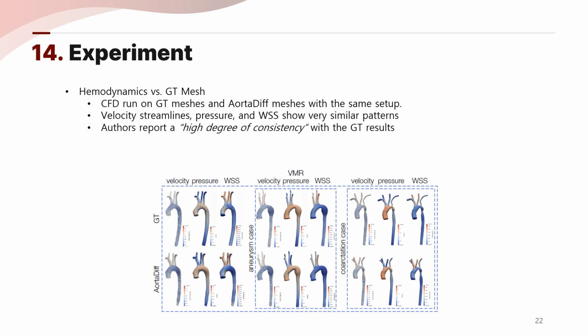In this experiment, the authors run CFD on both the ground truth meshes and the AortaDiff-generated meshes under the same conditions. They compare velocity streamlines, pressure fields, and wall shear stress distributions. Overall, the patterns are very similar, and they describe the agreement with the ground truth as a high degree of consistency.